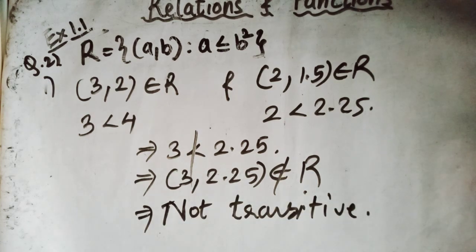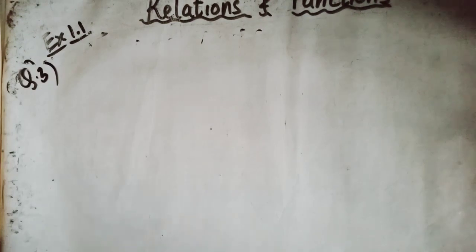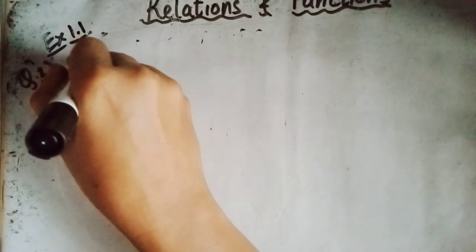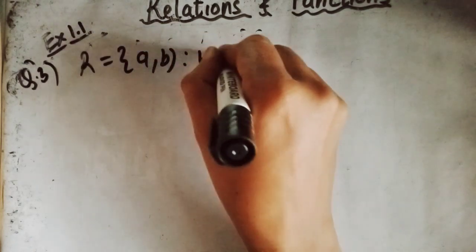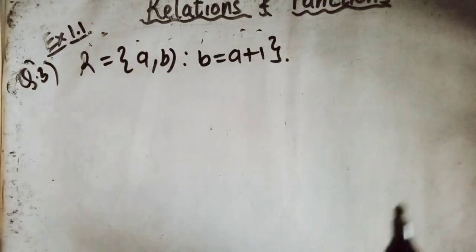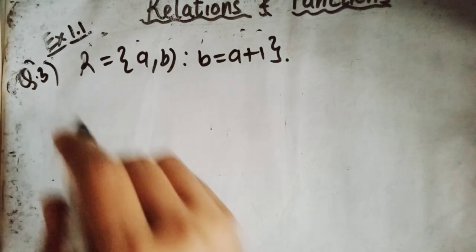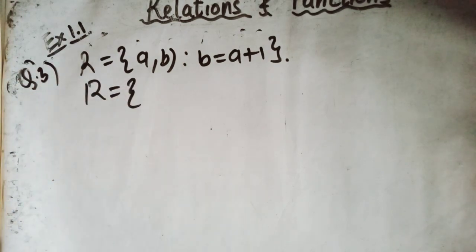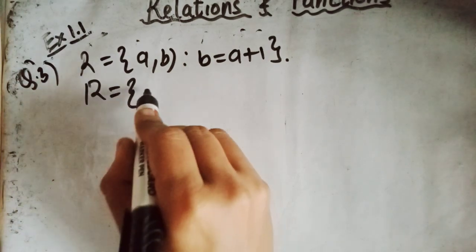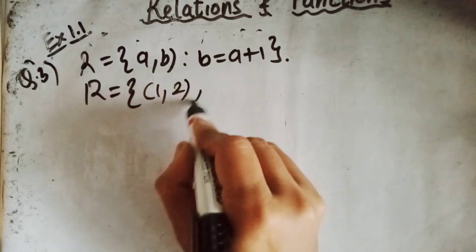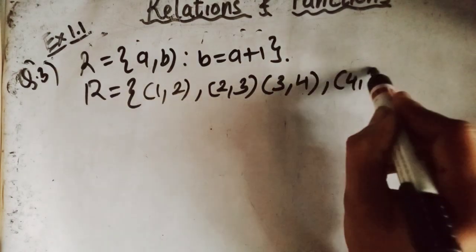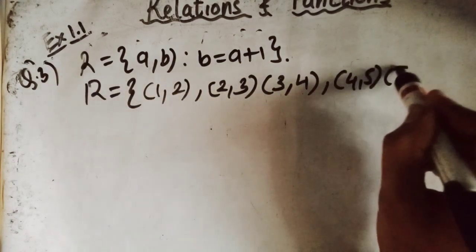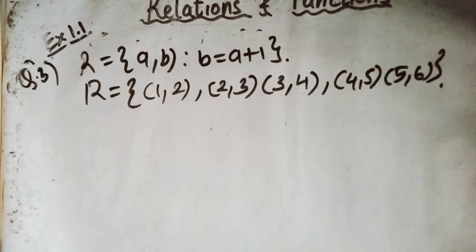Okay. Question number 3, where R is defined to be the set of all (a, b) such that b is equal to a plus 1. Okay, and this set is given from 1 to 6. So let's write R. When a is 1, we'll get b as 2, then (2, 3), (3, 4), (4, 5) and (5, 6). Okay, these are the elements in R.